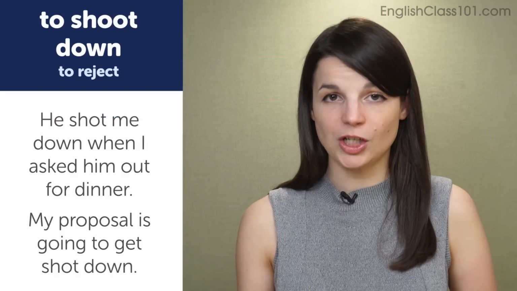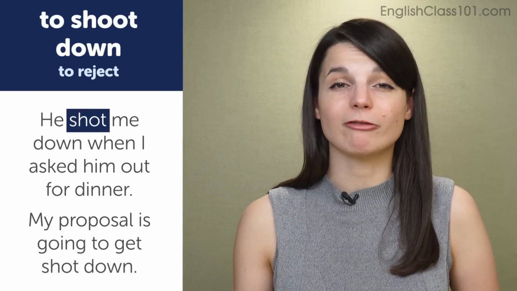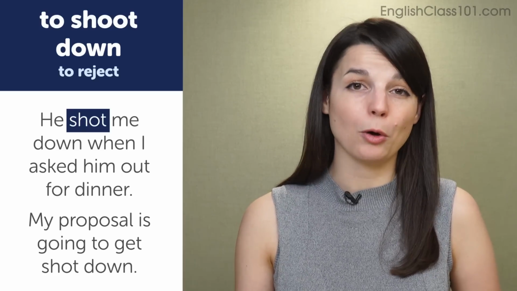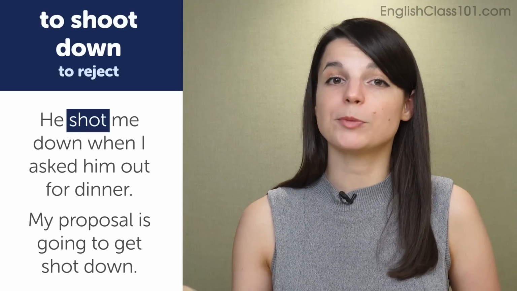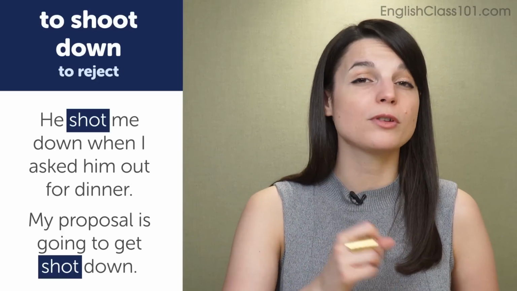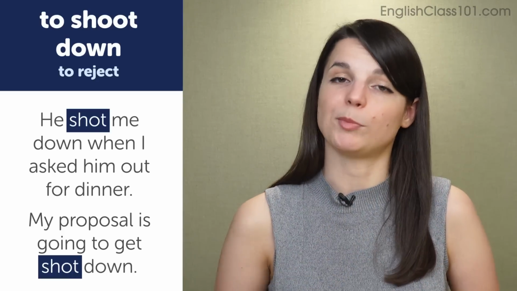So this means reject. In the first example, he shot me down when I asked him out for dinner means he rejected me when I asked him out for dinner. He said no. In the second example sentence, it's a prediction. My proposal is going to get shot down. My proposal is going to get rejected. Someone is going to say no to my proposal.